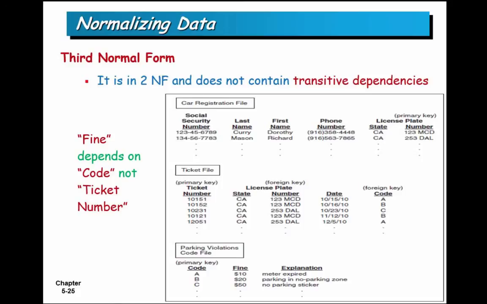So if you wanted to change the amount of code B to $50, you change it once, and then here they'll point to code B, and it'll change every time. So you've got it to the third normal form now by getting rid of the transitive dependencies, and the good thing about that is you're done. When you get rid of all your transitive dependencies and you're in your third normal form, your data is clean.